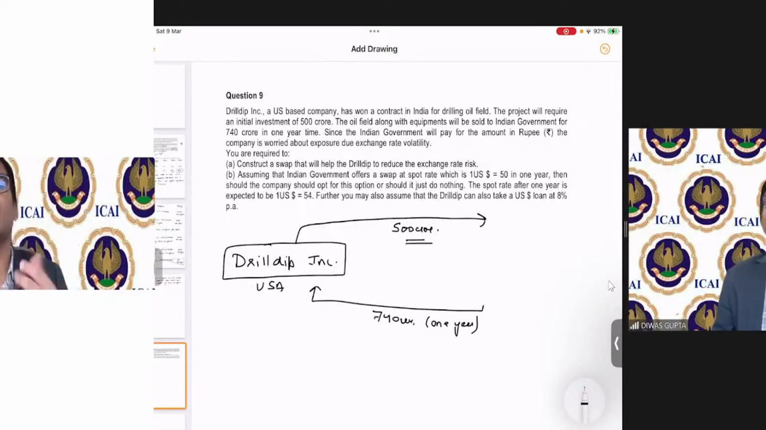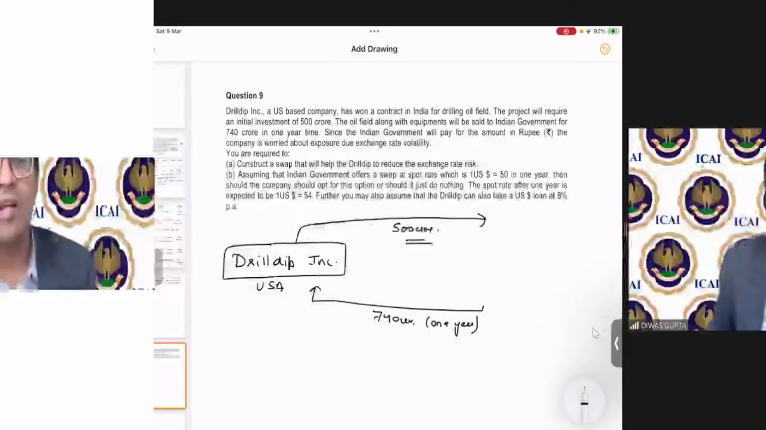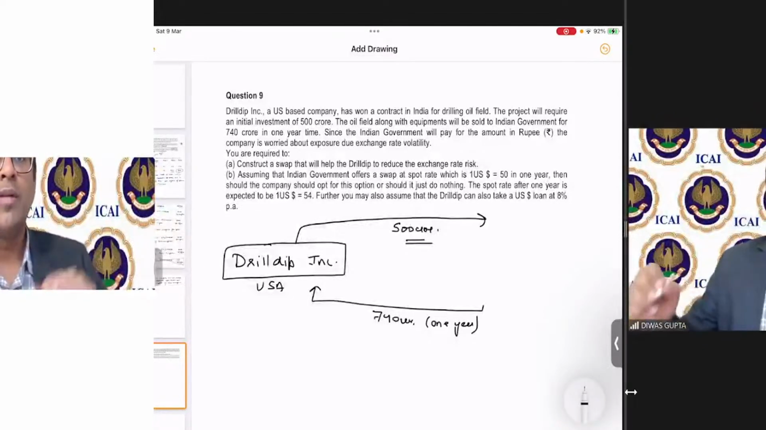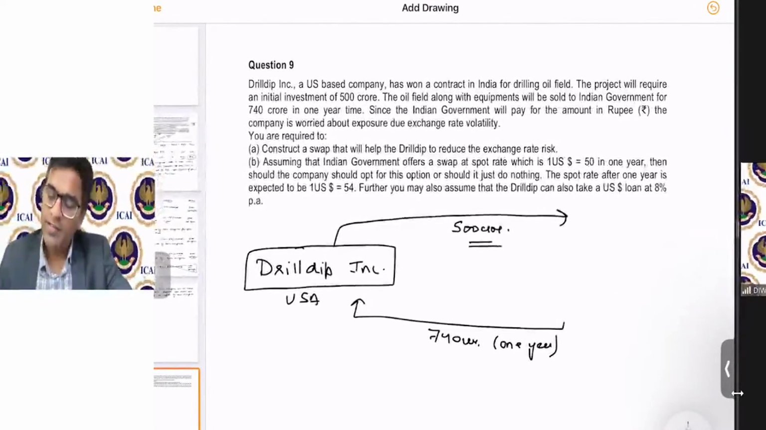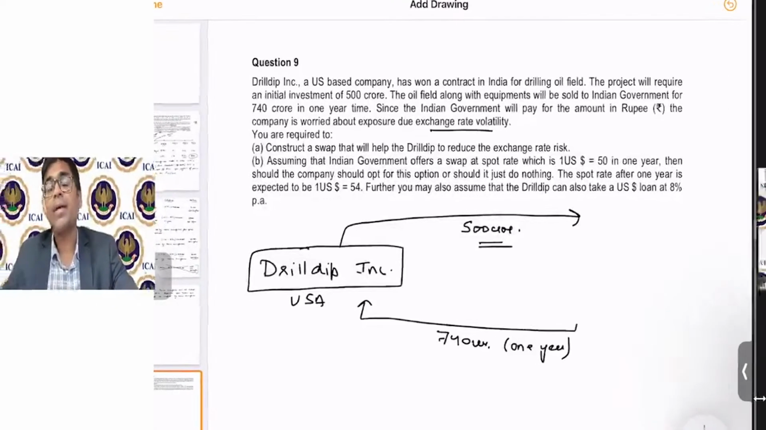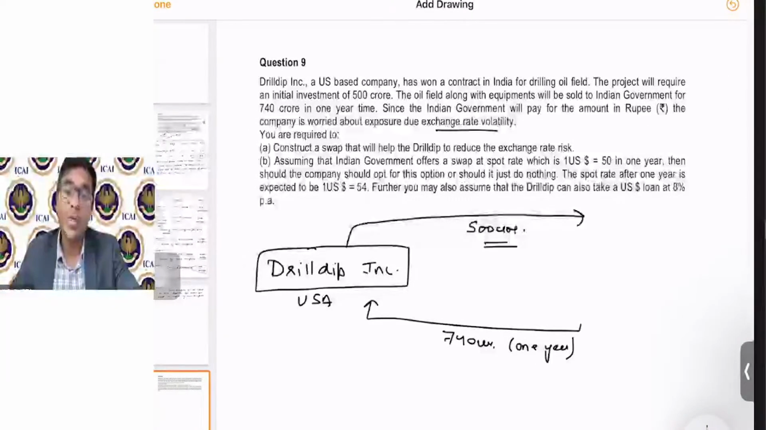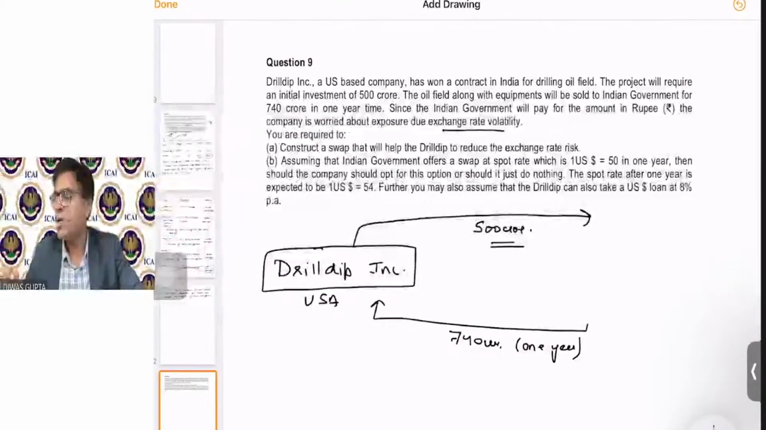Okay. So my cash outflow today is 500 crore. Cash inflow 1 year from now will be 740 crore. This is both in rupee terms. Since the Indian government will pay the amount in rupees, the company is worried about the exposure due to exchange rate volatility, because Drill Dip has a functional currency of US dollars, being based out of the US. It has contracted 500 crore as a fixed cash outflow in INR terms and receiving of 740 crores as a fixed cash flow in INR terms again.